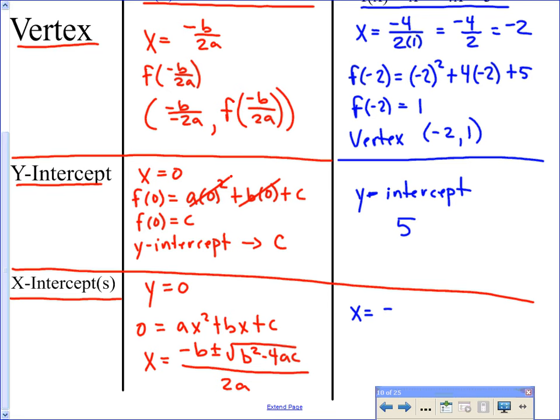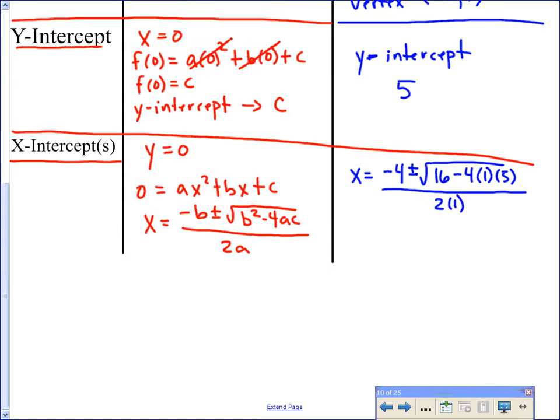Okay, so if we go into this example here and use our quadratic formula to find our x-intercepts, x is negative b, which is negative 4, plus or minus the square root of b squared, which is 16, minus 4 times a times c, all of that over 2 times a, and we get this. Now if we want to simplify, we get negative 4 plus or minus the square root of negative 4 over 2. Now you notice at this point that we have a negative value in the discriminant, so the square root of a negative number. What that means is that there are going to be no x-intercepts.